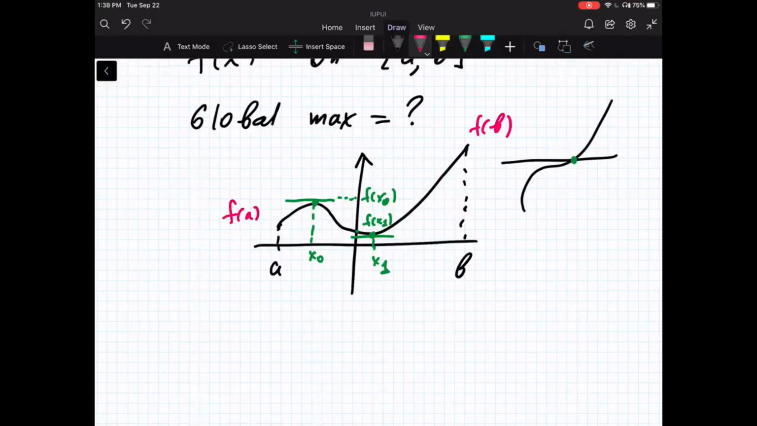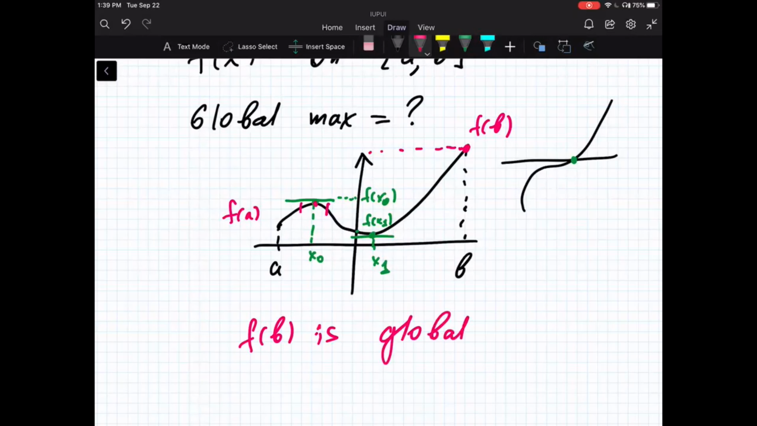Because again, when you're interested in the global, you should consider the whole interval, not just the local neighborhood of x naught. If you're looking just at the small neighborhood around x naught, then indeed x naught will be the only maximum on that interval. But if you consider a bigger interval like AB on this picture, then as you can see, the global maximum will be not here, but rather here at point B. So in this case, f of B is a global maximum.